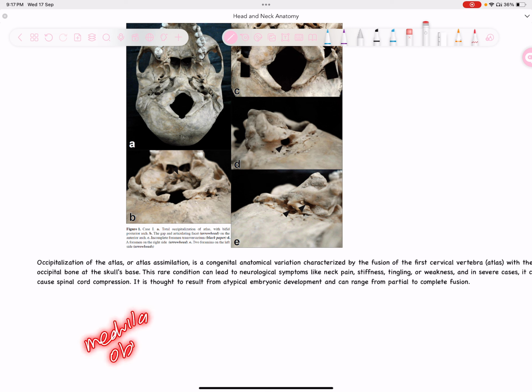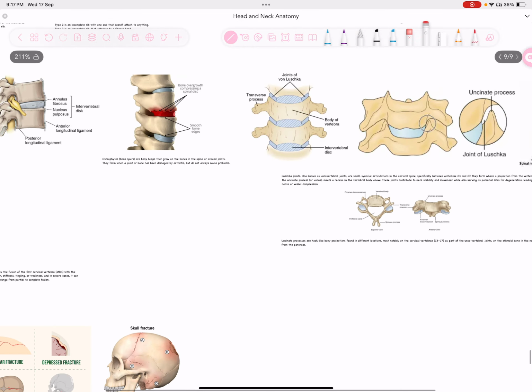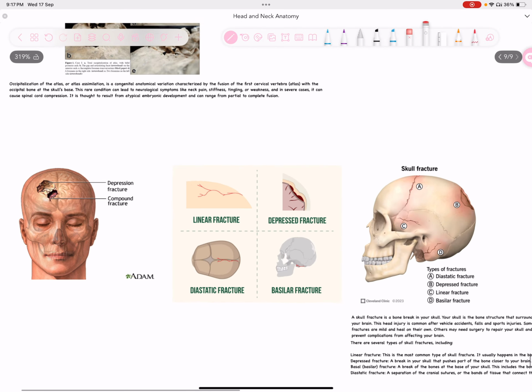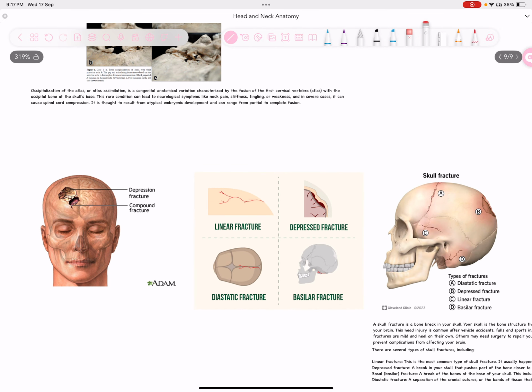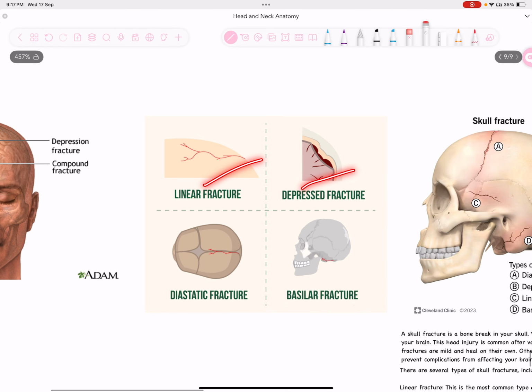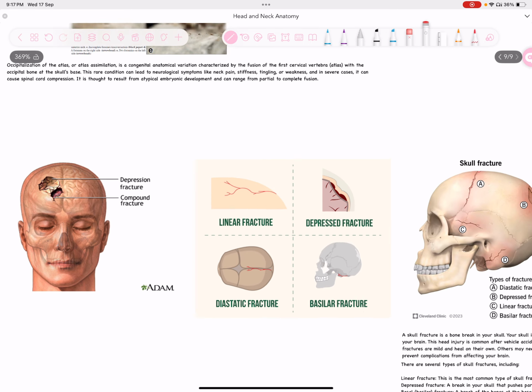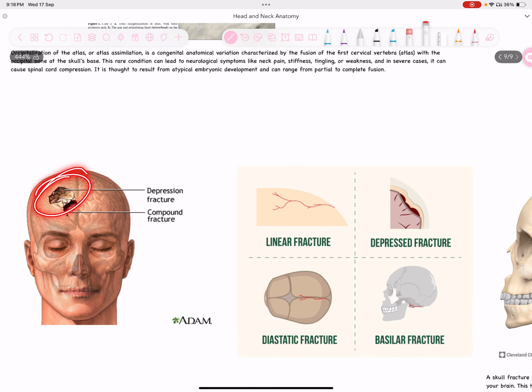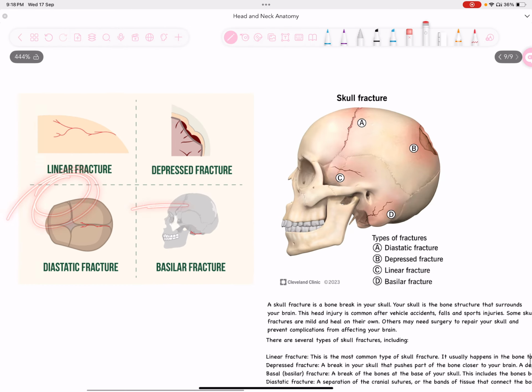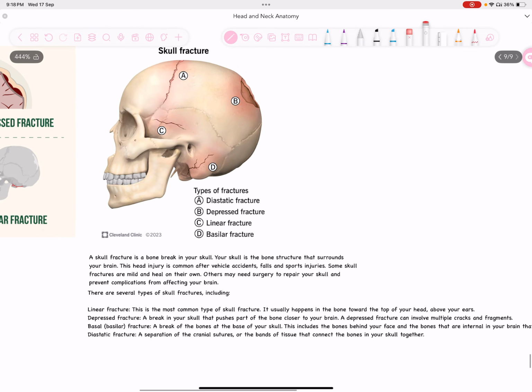Moving on, we are talking about the fractures of the skull, which may be depressed, linear, or basilar. So there are a variety of types. So let's focus on these three. Now, this is the linear, this is the depressed, and this is the basilar. So you can see this is depressed. It's so evident here, right? Now, what happens in all of these types?